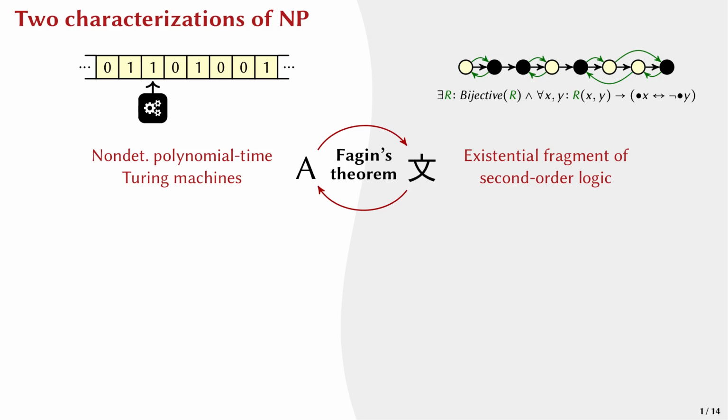And what Fagin's theorem says is that this expressive power is actually the same as what we get with non-deterministic Turing machines that operate in polynomial time. And even better than that, there's actually an algorithm that lets us translate between these two languages.